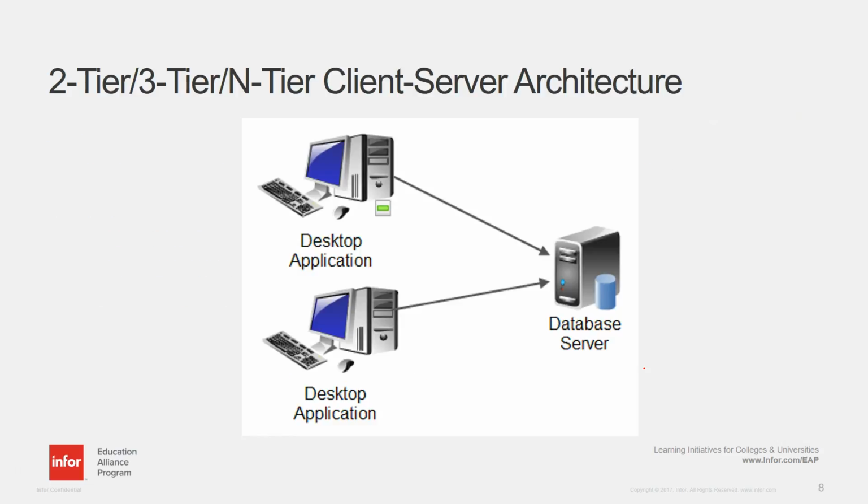Instead, here's an example before I go on to the three-tier. The database server and one or more clients that are connecting through desktop applications. In this case, the desktop applications could be considered thin clients, and the processing more than likely would happen on the database server.